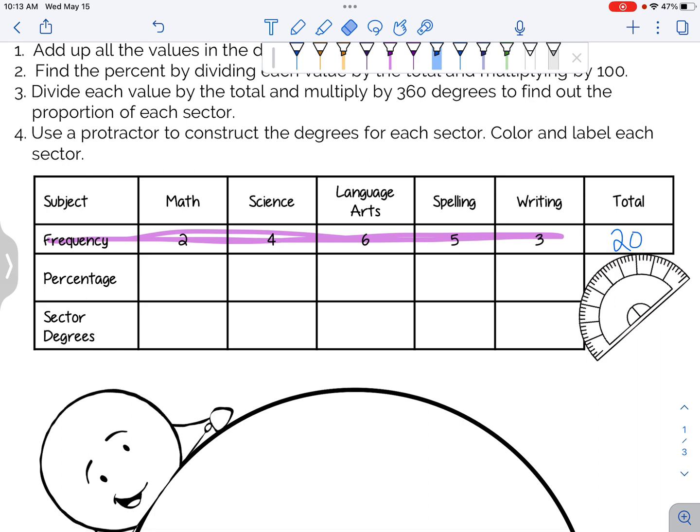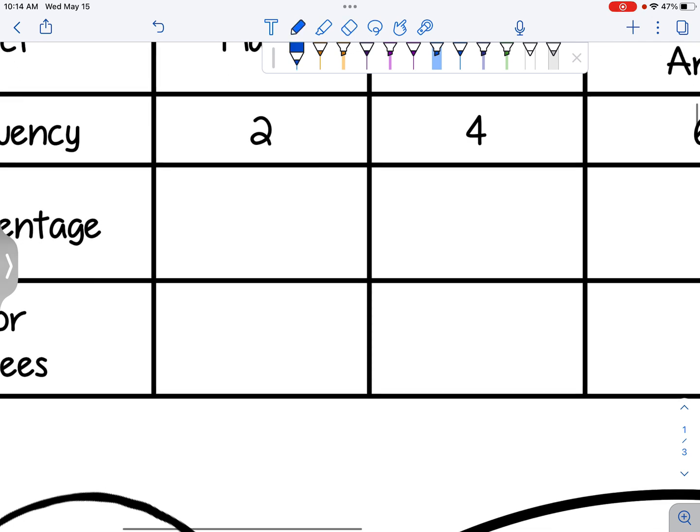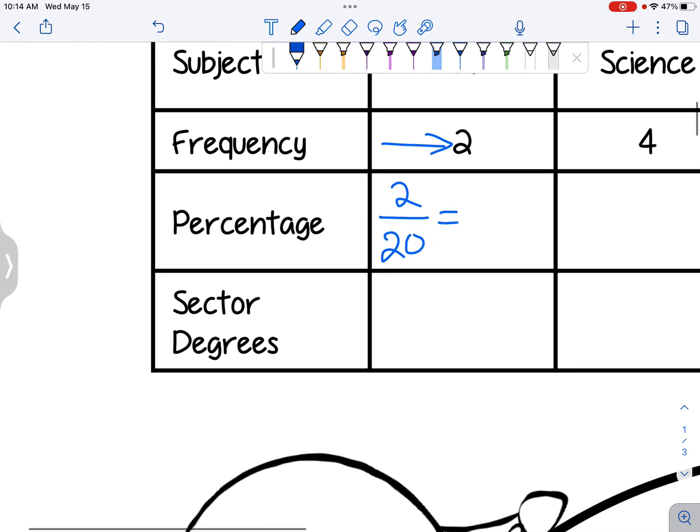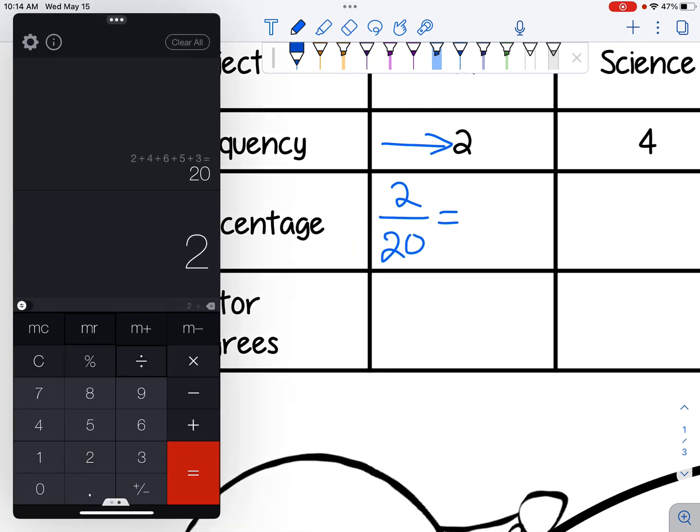Now I need to find the percent. Remember that for the percent, it's helpful to start with a fraction. So there are 20 people, and of those 20 people, looking right above, 2 picked math. I'm going to put that into my calculator. 2 divided by 20. All right, I get 0.1. You need to remember that that's 10%. You have to see 2 decimal digits.